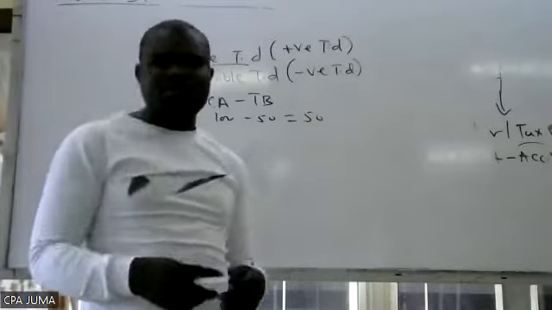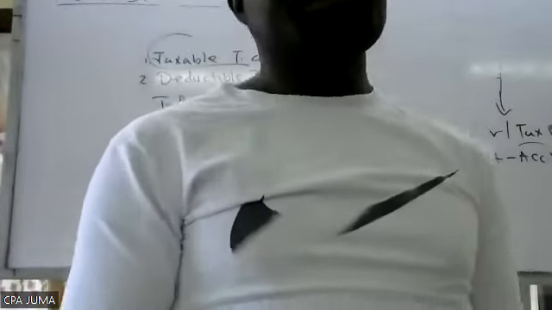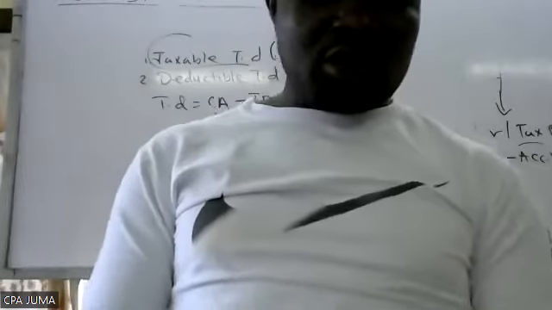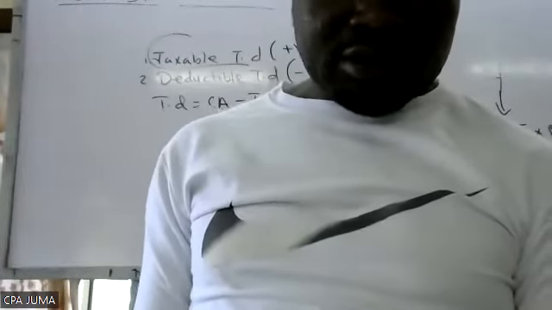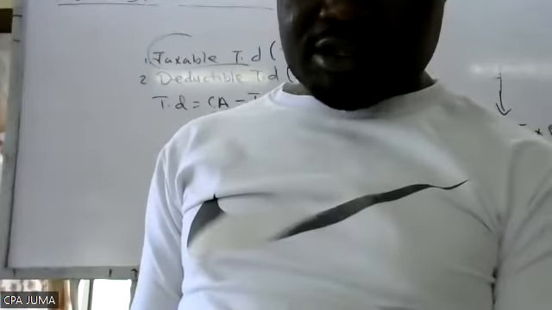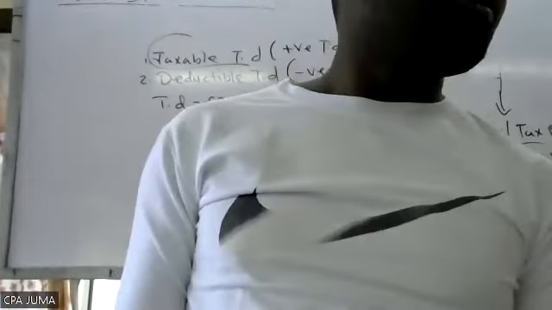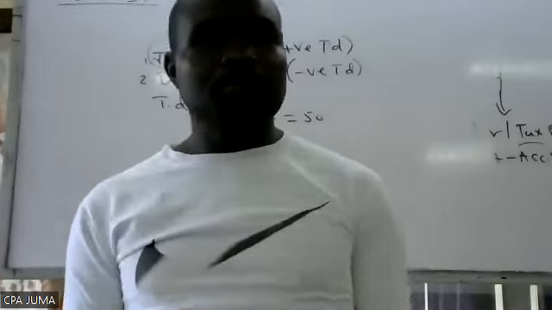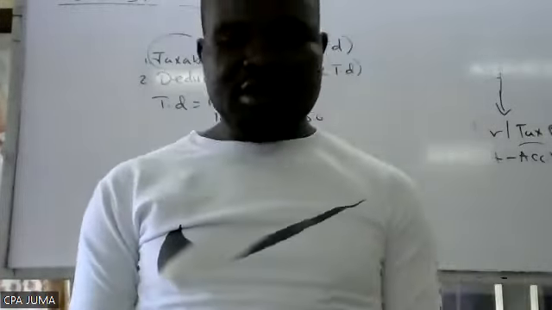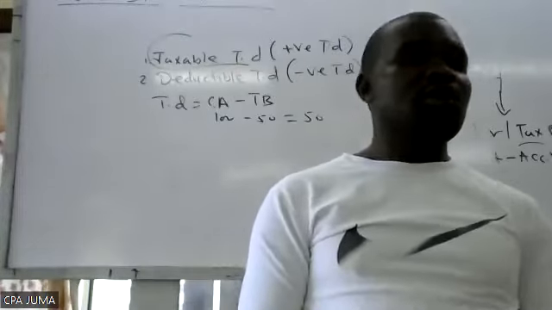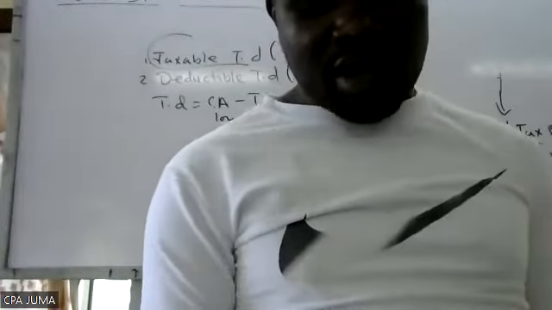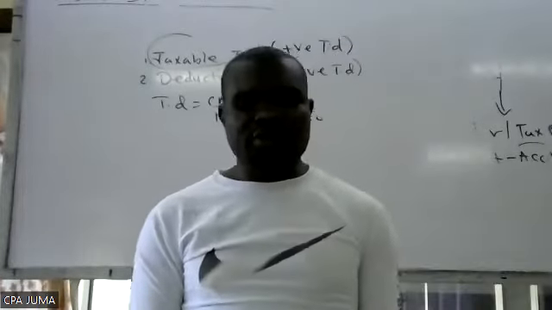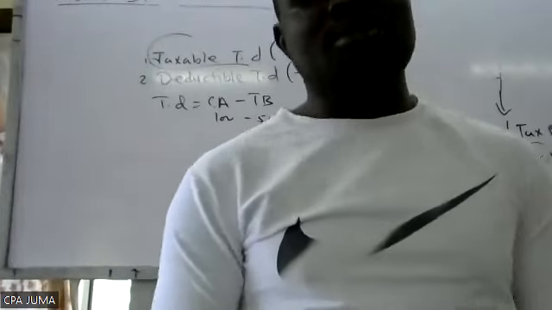So let's write it formally by saying taxable temporary differences are the temporary differences that will result in taxable amounts.